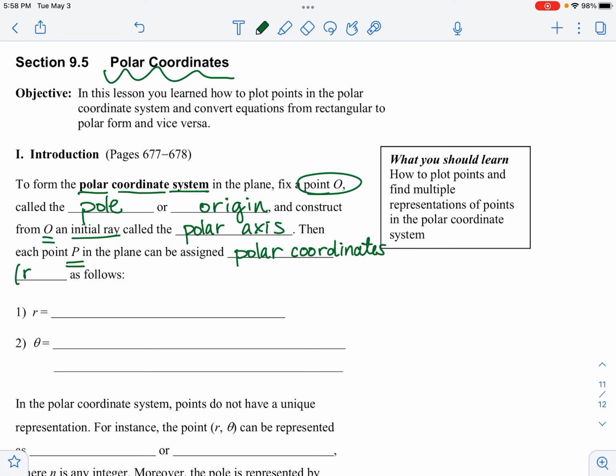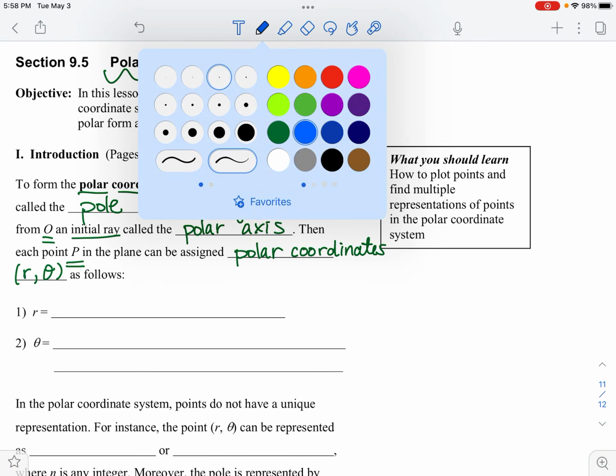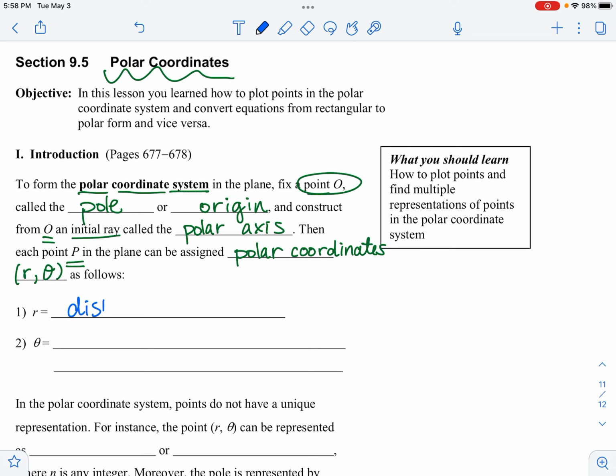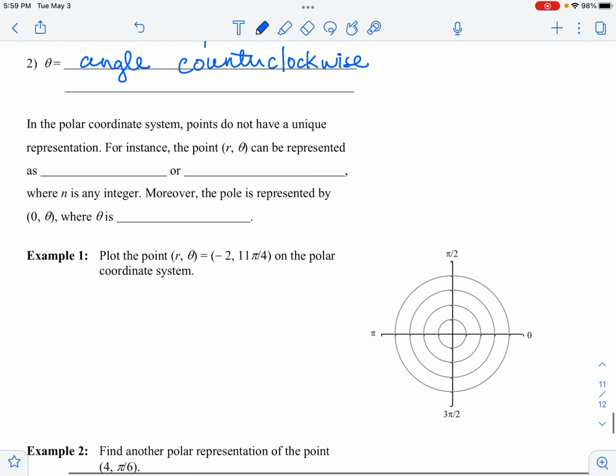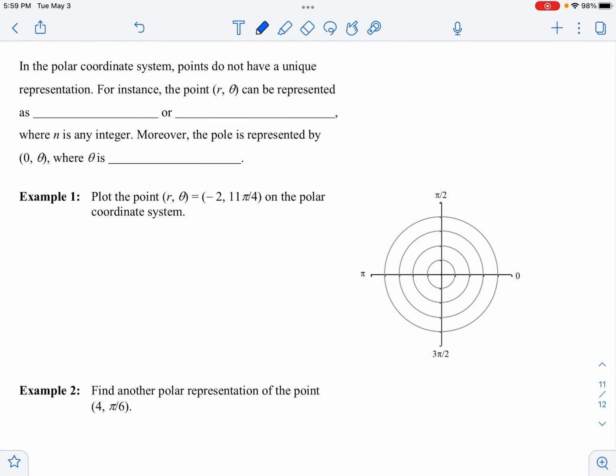And we call those r, comma, theta. So instead of x, comma, y that we're used to, we call these r, comma, theta. r is the distance from your origin or your pole to the point P, and theta is the angle that we count counterclockwise, which is the same as what we're used to. And in this system, points do not have a unique representation.